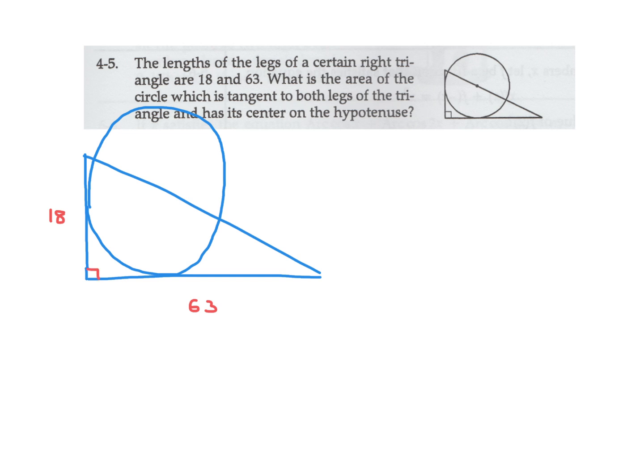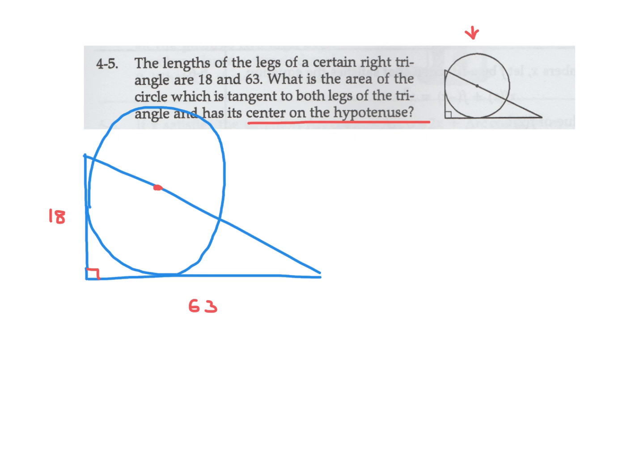What is the area of the circle, which is tangent? So we've got to figure out the area of this circle. Let's just say that's the center, which is tangent to both of the legs, and it has its center on the hypotenuse. That's exactly what I was hoping for, and they even show that in the diagram here.